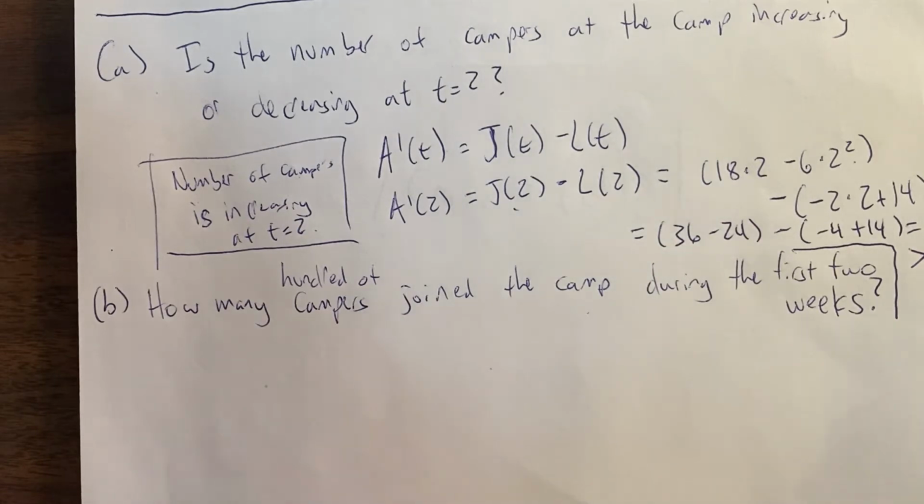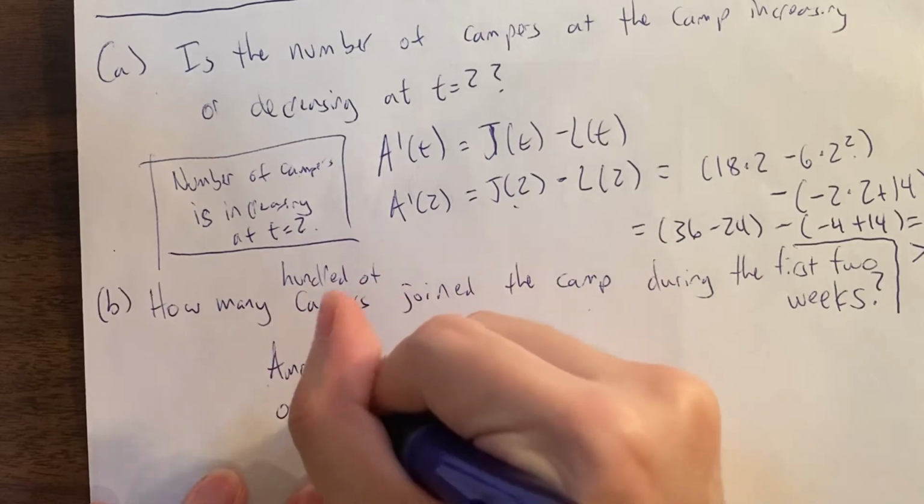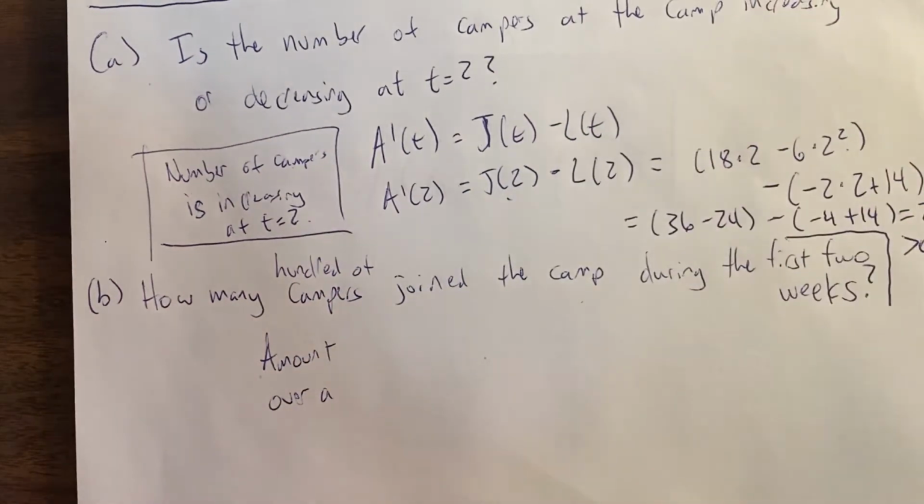So remember that amount over a time period usually involves either just rate in or just rate out. How many campers joined the camp? How much water leaked out of the tank? How many people joined the concert, exited the concert, things like that. So notice there's only a verb where it indicates whether you should use only rate in or only rate out.